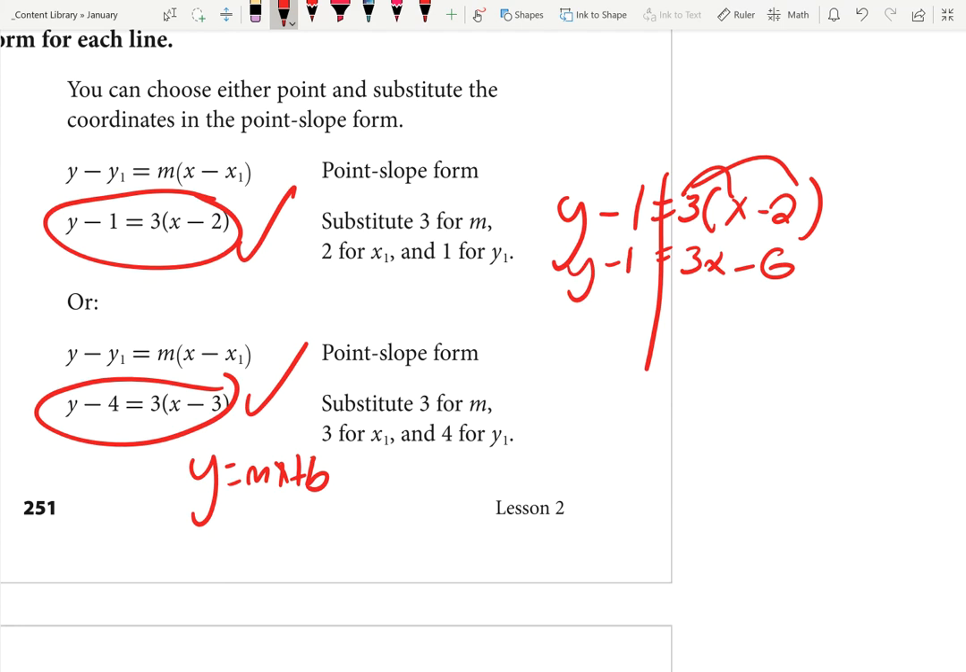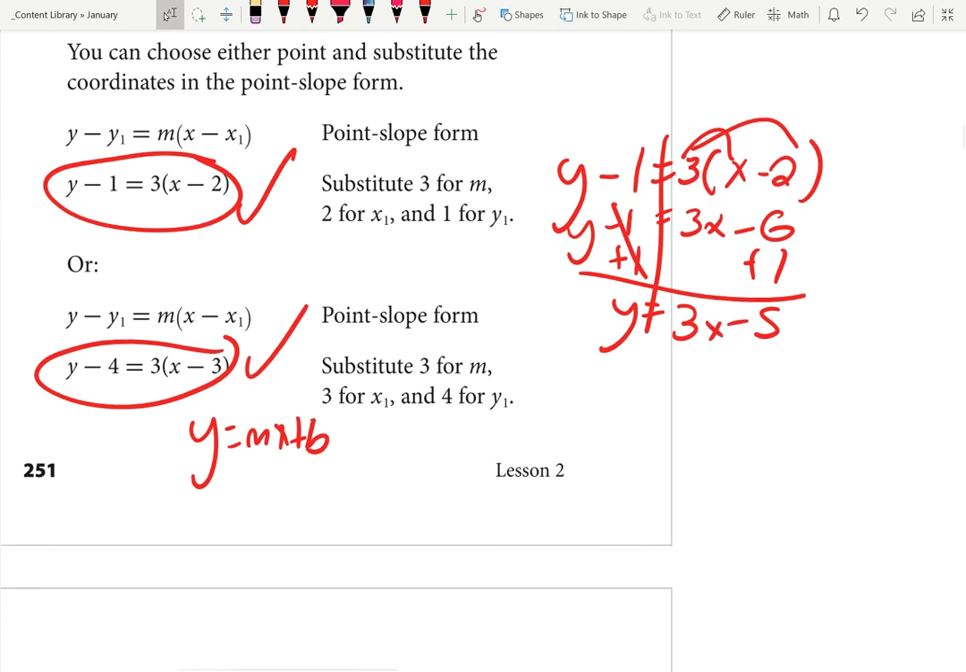We'll bring the left side down. Then we'll add the 1 to cancel it out. We'll add the 1 to the other side. So this is going to be y equal to 3x, -6 plus 1 makes -5. So 3x minus 5. That's the equation. That is the equation in slope-intercept form.